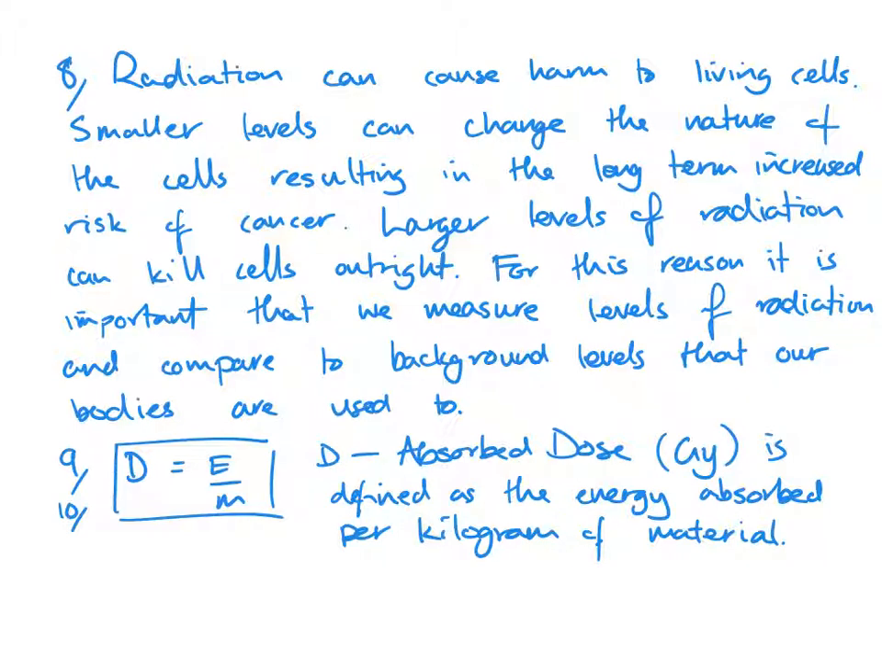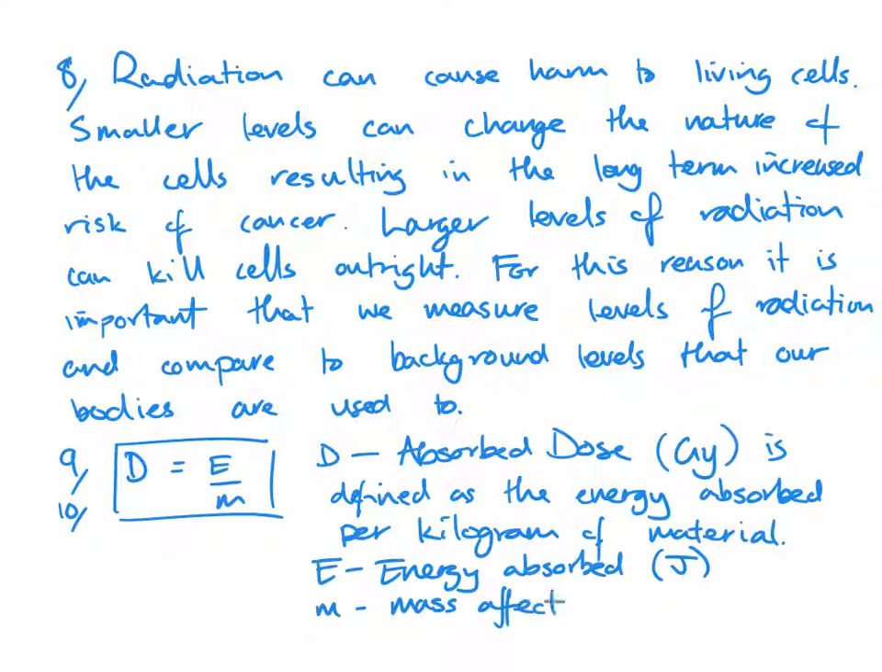If you take the amount of energy, E, divide by the mass, the number of kilograms, you'll work out how much energy you're getting per kilogram. So E is the energy absorbed. And energy, if you remember, is measured in joules. M is the mass affected in kilograms.